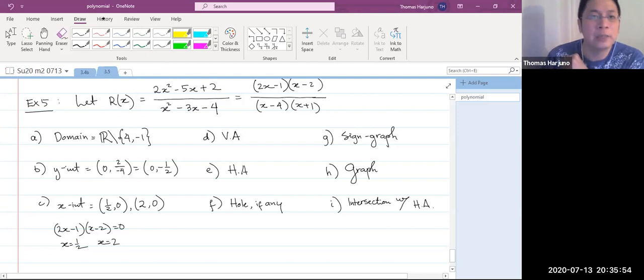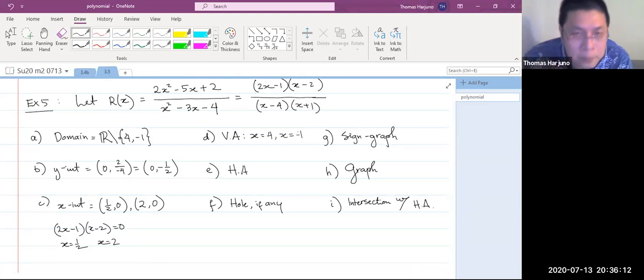Okay, vertical asymptote. The function is already simple, so we just get x equals the zeros of the denominator. There are two vertical asymptotes here. Now, don't forget that under no circumstances will the rational function intersect a vertical asymptote.